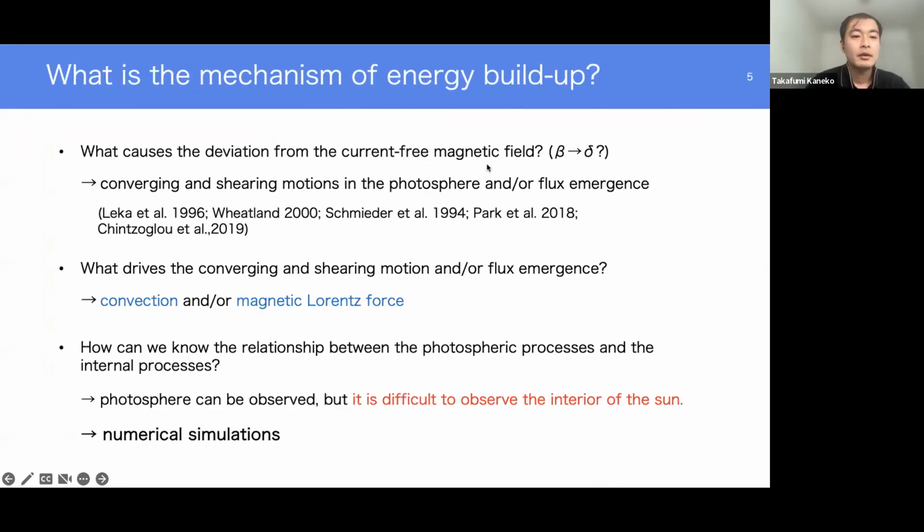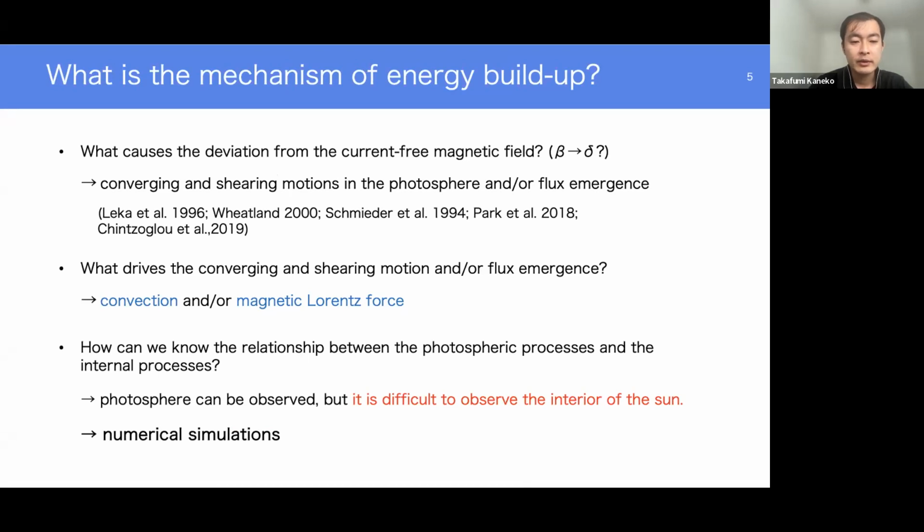So what is the mechanism of energy buildup? This has also been studied for a very long time. Basically, the possible process is converging and shearing motion in the photosphere and/or flux emergence. And this is confirmed from many observations. The next question is: what drives the converging and shearing motion and/or flux emergence?